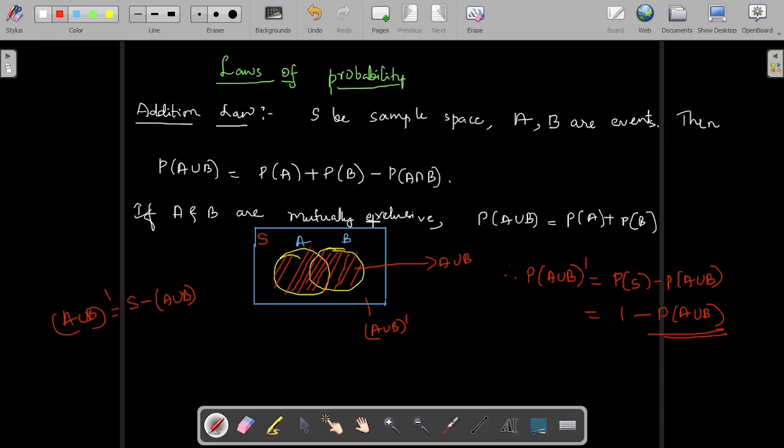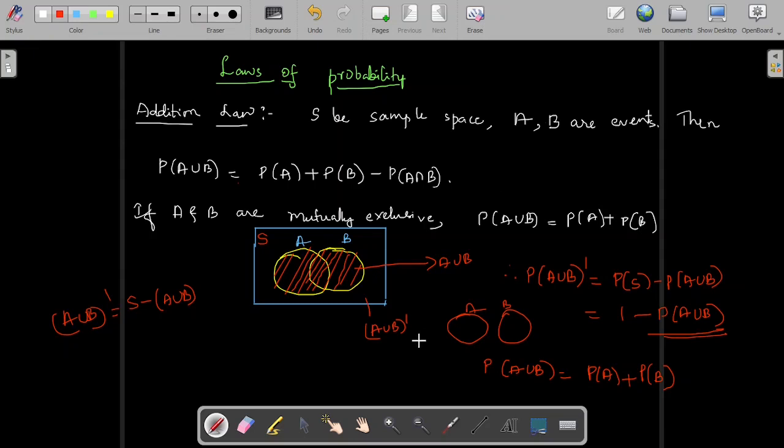Similarly, if the events are mutually exclusive, meaning they do not have any element in common, then P of A union B is given by P of A plus P of B. Just these two terms, with no P of A intersection B term, because A and B do not have any element in common, so the intersection becomes the null set. The probability of the null set is 0, so this term vanishes. So this is called the addition law.